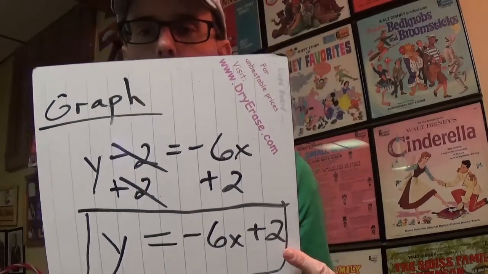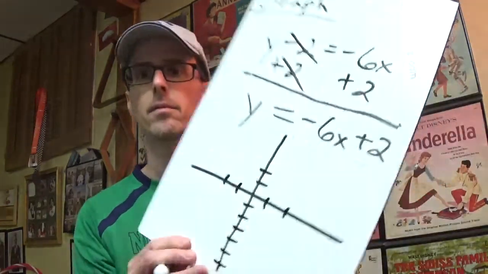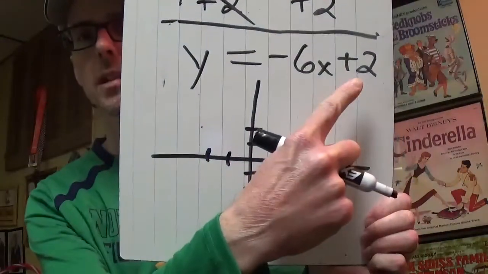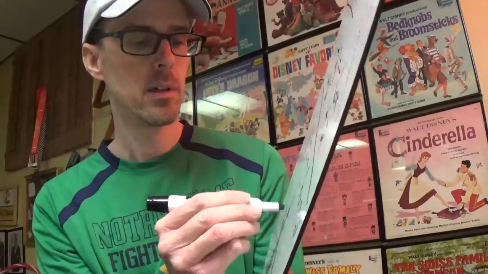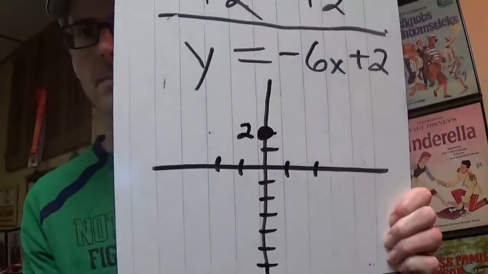That's the y-intercept. So I'm going to go ahead and draw a quick coordinate plane here. If you could do the same, pause the video if you need to. If you have graph paper, you can use the same coordinate plane. Alright, so we plot the y-intercept first. That's positive 2.